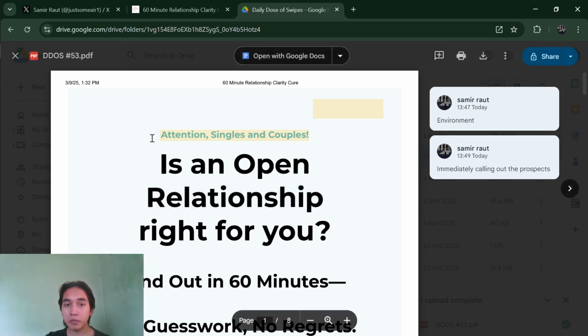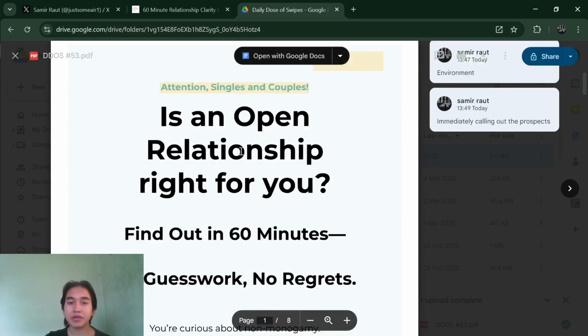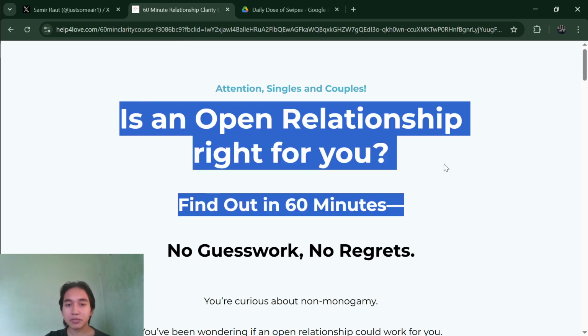And maybe if you compress that into one term, a word that portrays that emotion, I believe it could have had a much better impact. But that's not the main part. It's the headline, right? Is an open relationship right for you?